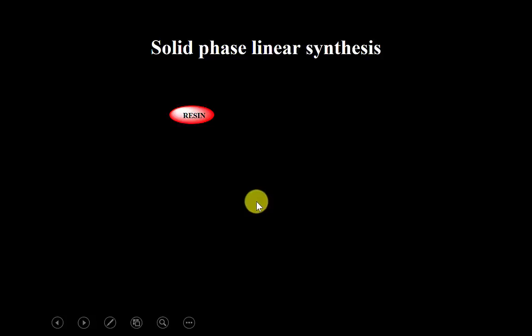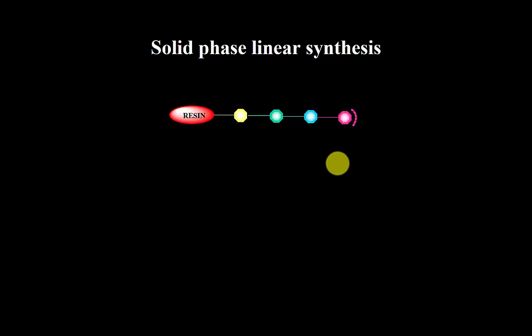The same approach can be applied to multiple reactions. Let's just say you have resin. Now you add the first amino acid, load it onto the resin, and then deprotect that protecting group, and then you can load the second amino acid and then deprotect, load, deprotect, load, deprotect. As you hear me, it's a repeating procedure.